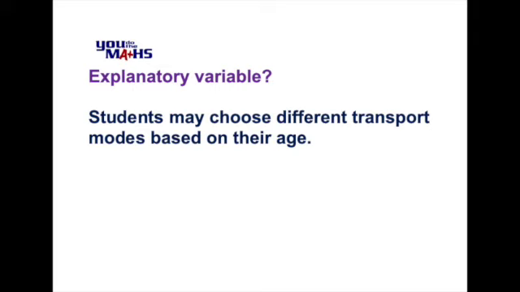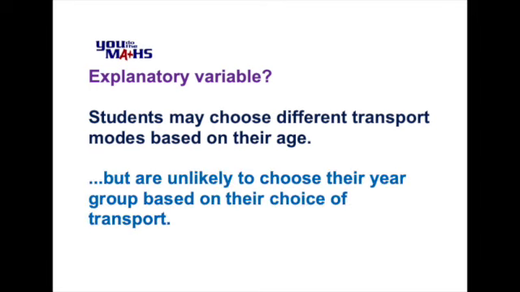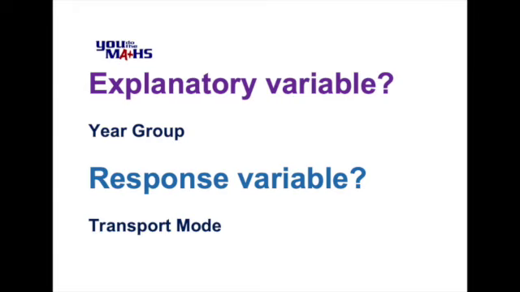So thinking that through logically, it's quite likely that a Year 12 student will probably change to driving their car because they're at an age where they have their license. It's unlikely that a student will catch a particular mode of transport like a bus or car and because of that choose their year group. So the year group influences the transport mode, not the other way around. So we call the year group the explanatory variable and the transport mode is the response variable. In other words, we respond with a transport mode based on which year we're in.